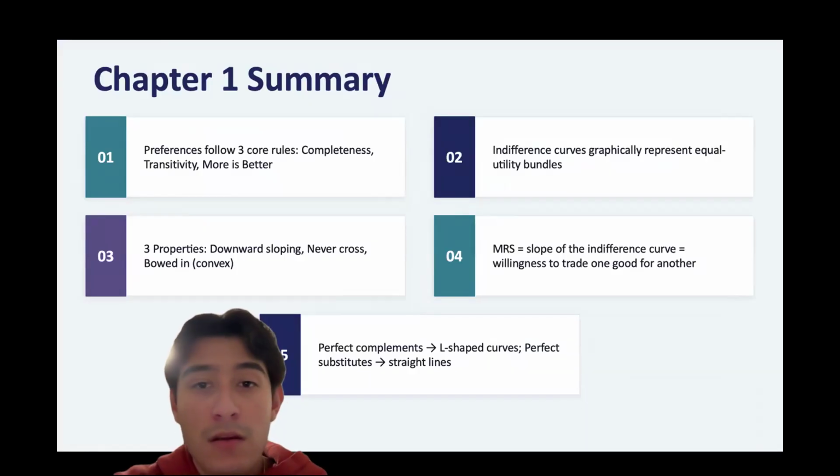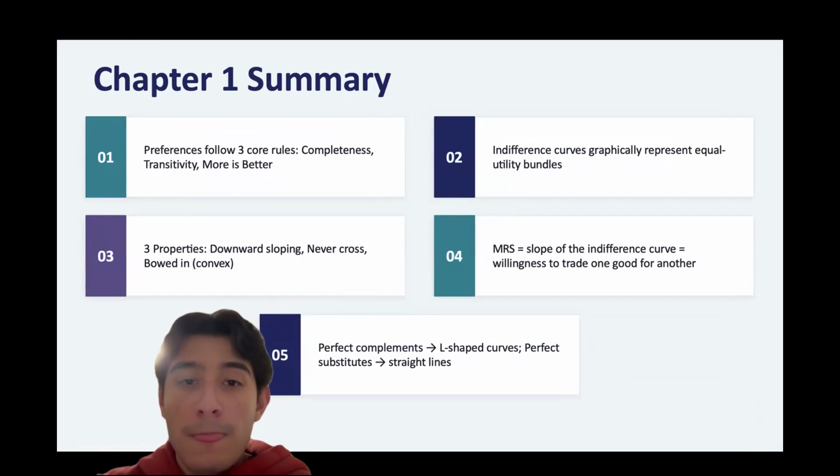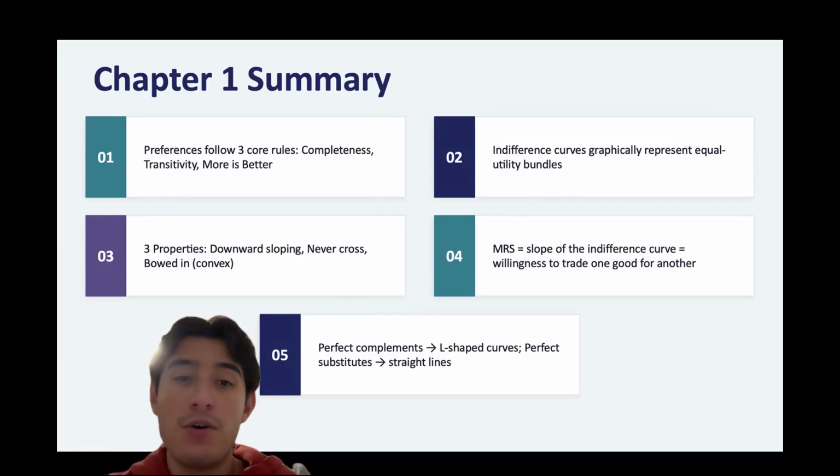So let's bring everything back together. And here are the five big takeaways from chapter one. Number one, preferences are built on three core assumptions: completeness, transitivity, and more is better. Number two, we represent preferences graphically using indifference curves where every point on a single curve gives the consumer equal satisfaction. Number three, indifference curves have three properties. They slope downward, they never cross, and they bow inward toward the origin.